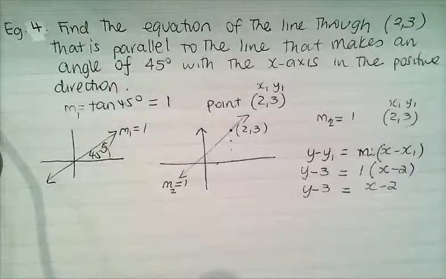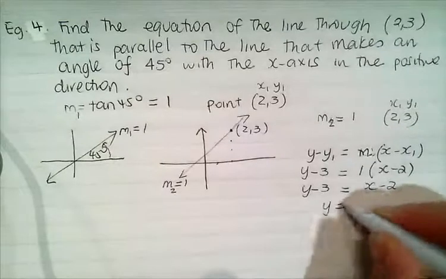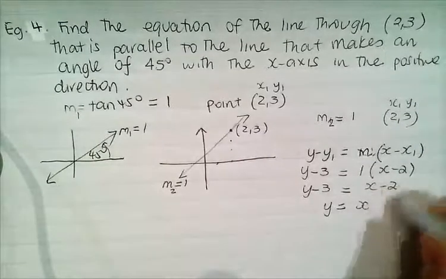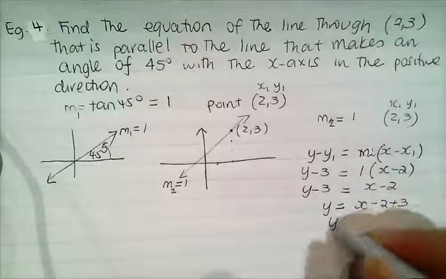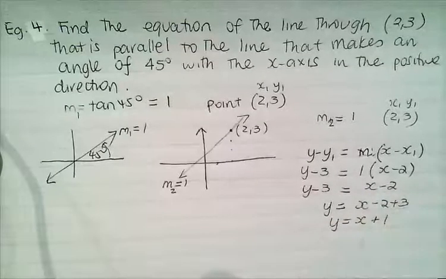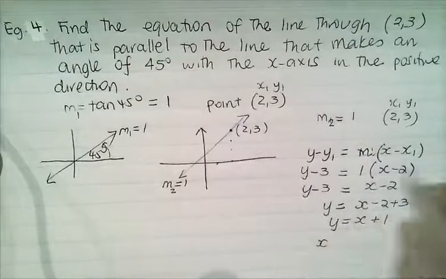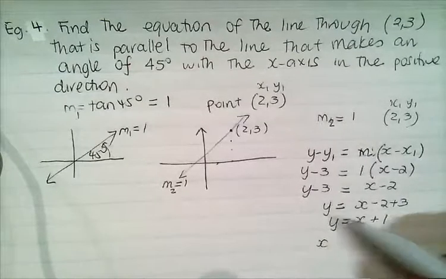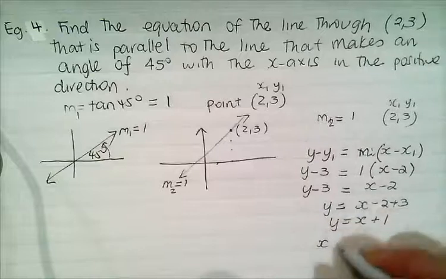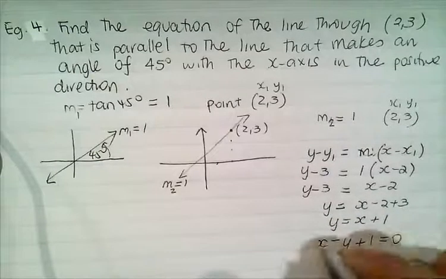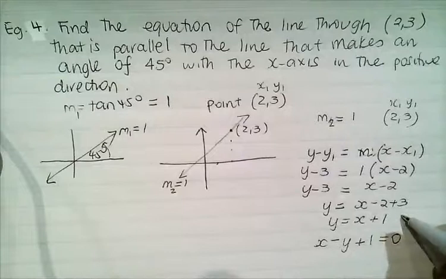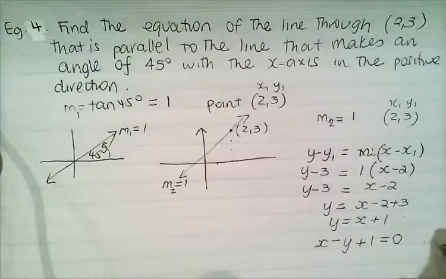Now it needs to be in y equals mx plus b form or general form ax plus by plus c equals 0. If we put it into y equals mx plus b form, it'll be y equals x minus 2 plus 3, or y equals x plus 1. If we simplify that, that's y equals mx plus b form. And if we put it in general form, remembering the coefficient of x needs to be positive, we need to bring this y over, and we'll get x minus y plus 1 equals 0. Okay, so that's y equals mx plus b form, and this is the equation of the line in general form.